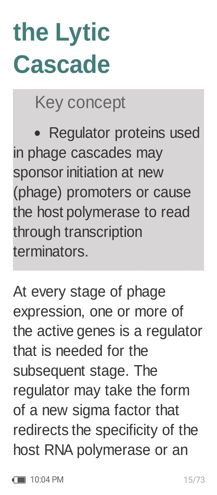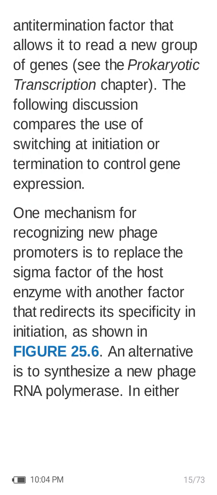The regulator may take the form of a new sigma factor that redirects the specificity of the host RNA polymerase, or of an anti-terminator factor that allows it to read a new group of genes. See the prokaryotic transcription chapter. The following discussion compares the use of switching at initiation or termination to control gene expression. One mechanism for recognizing new phage promoters is to replace the sigma factor of the host enzyme with another factor that redirects the specificity in initiation, as shown in the next picture.